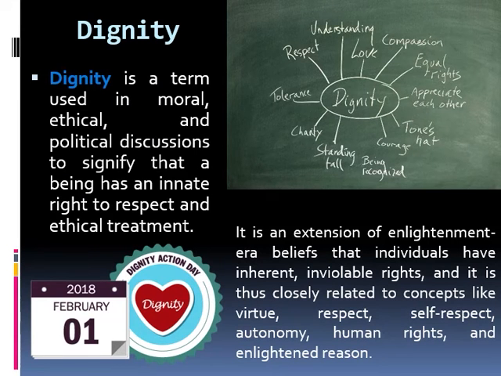Dignity is a term used in moral, ethical, and political discussions to signify that a being has an innate right to respect and ethical treatment. It is an extension of Enlightenment era beliefs that individuals have inherent, inviolable rights, and it is thus closely related to concepts like virtue, respect, self-respect, autonomy, human rights, and enlightened reason.